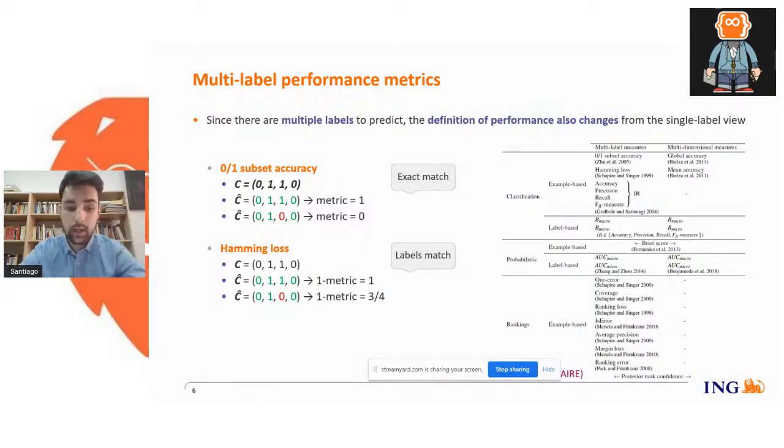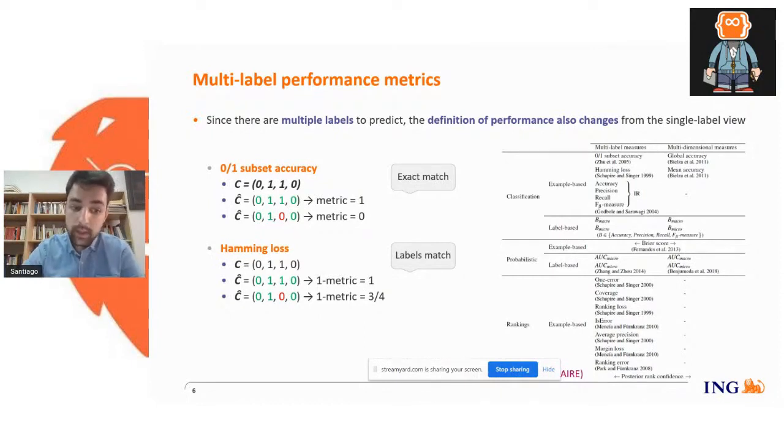You can see we have some metrics when our prediction is a hard classification. This is when the labels are present or absent. We are just giving a 1 or a 0. We also have metrics when our prediction is a probabilistic classification. This is how probable is each label to be present or absent. And finally, other metrics when our prediction is a ranking among the labels. This third notation we just saw in the previous slide.